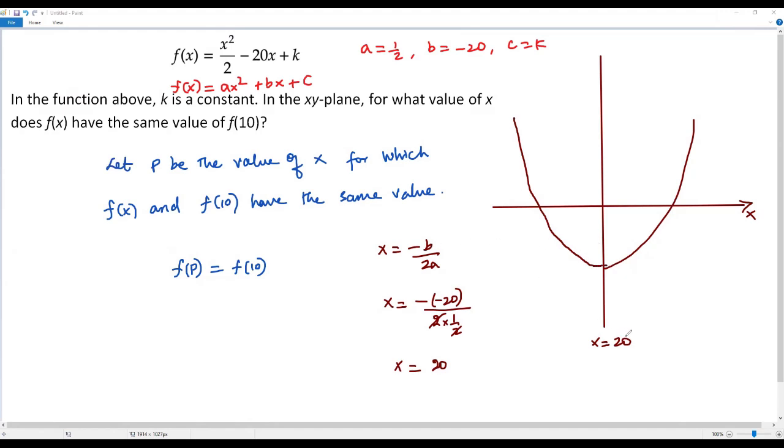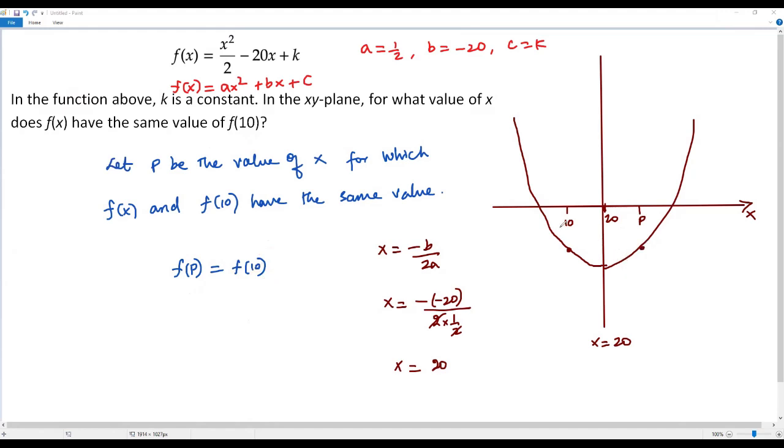Since we have x equals 20, the value we have on the x-axis over here is 20. Then we will have the value x equals 10 to the left side of 20. So let's take 10 over here. Then the value of p, which is a value of x, has to be on the right side of 20. That is p over here. So when x is equal to 10 and x is equal to p, we get the same y-coordinate. This is the y-coordinate when x equals p, and this is the y-coordinate when x equals 10.